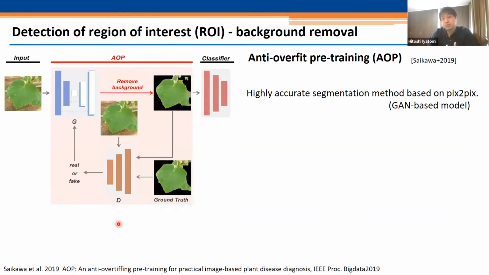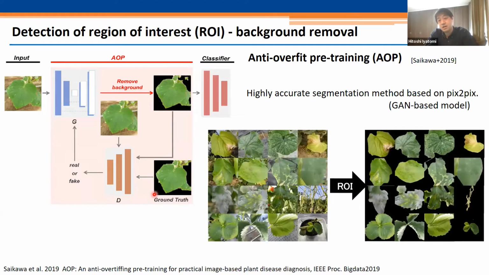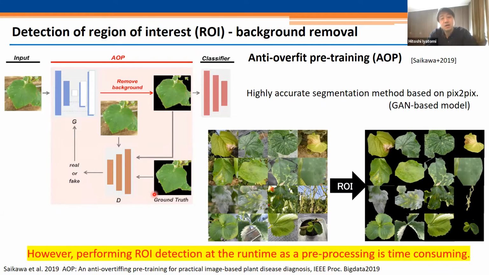To make the model pay attention to the region of interest, several studies have been proposed. Attention-based training is a technique to segment out the region of interest, in this case the leaf region, in advance. They provided very good performance and a very practical way of using it in automated diagnosis in the field. But the problem is that performing ROI segmentation at runtime as a preprocessing step is time consuming.